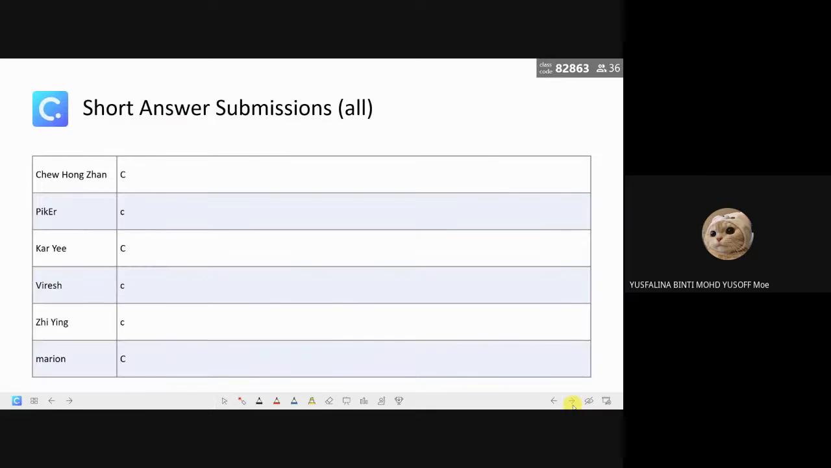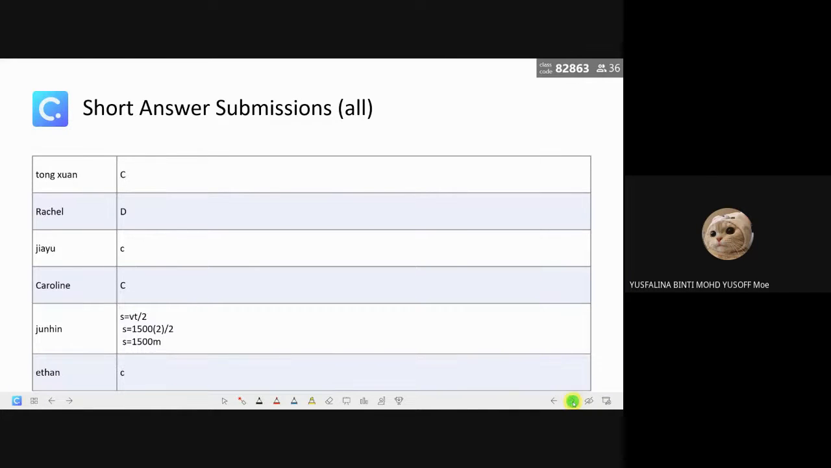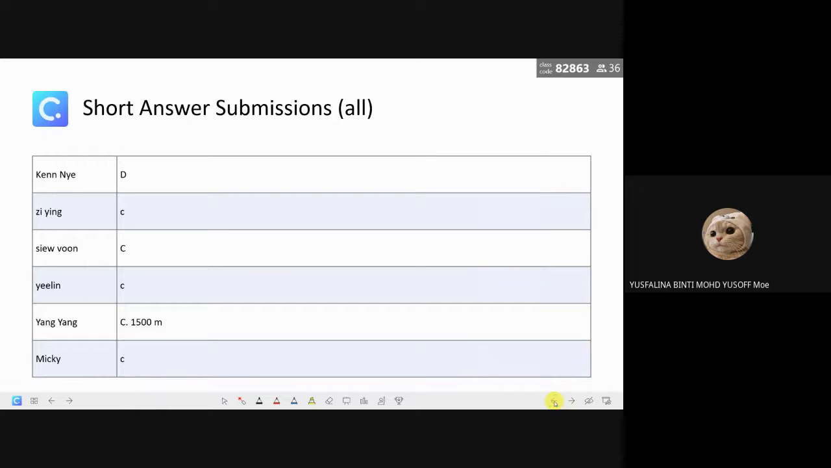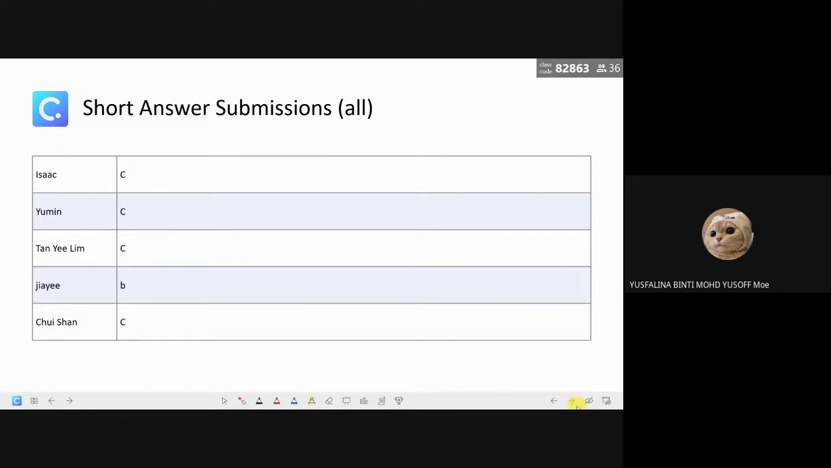Let's check. C. Okay, very good, Shwanki. You showed your calculation. Very good. I saw someone answer D. What formula did you use? Did you use V equals S over T? How could you get D for this one? Did you divide by 2? Right, very good, Junhin. Rachel, okay. Jayi got B.